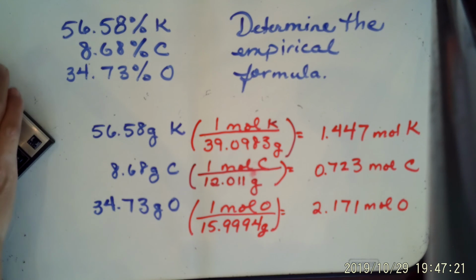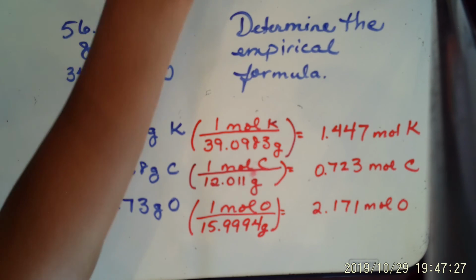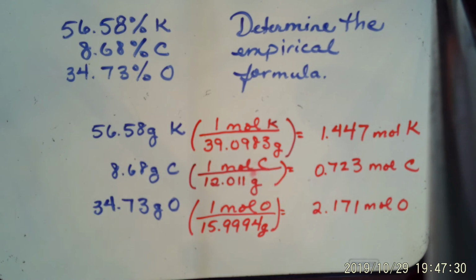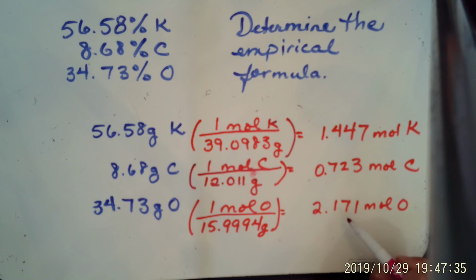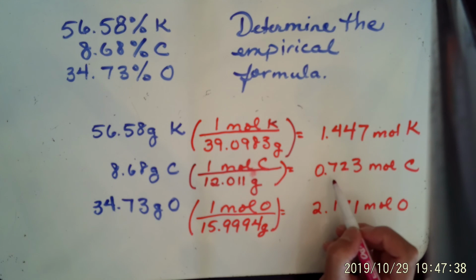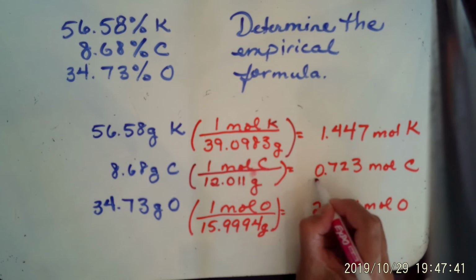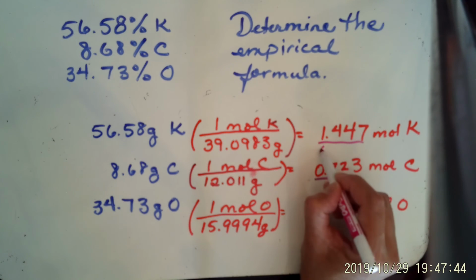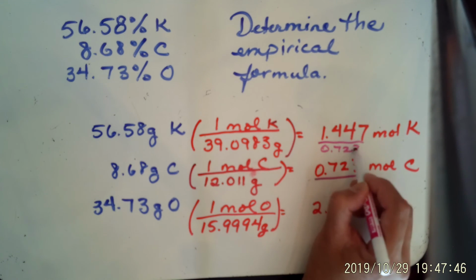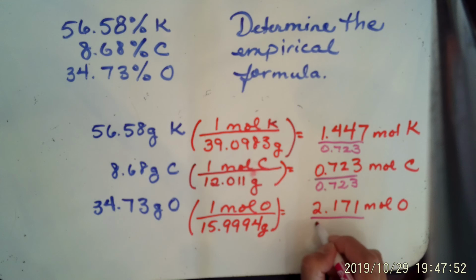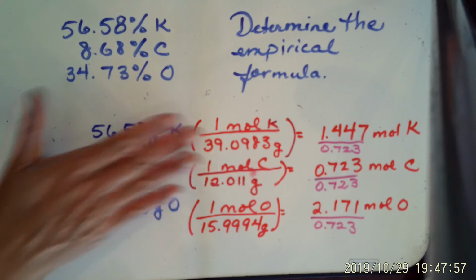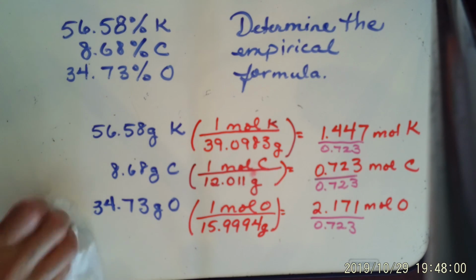Now, we have to divide these by the smallest number. Of these, 1.447, 0.723, and 2.171, which is the smallest number? It's going to be the 0.723. So we're going to divide every single value that we obtained by the 0.723. I'm going to erase this part and move to the left.